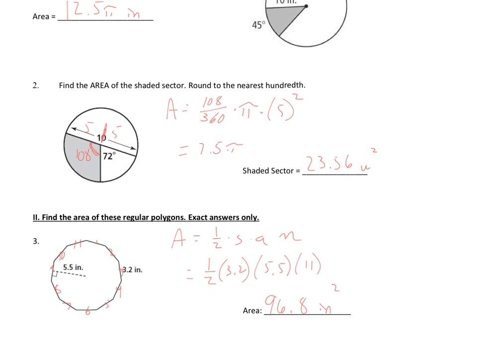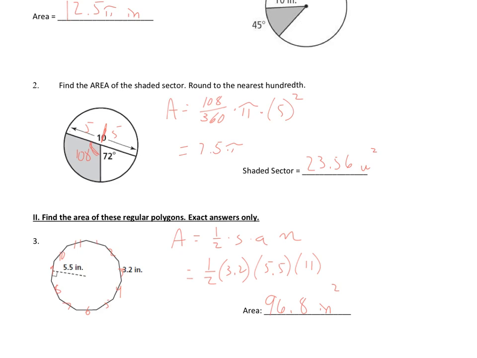This one's slightly different. We got to round to the nearest hundredth. Also, they don't give us the radius. They give us a diameter, and they don't give us directly the arc measure either. So to get the arc measure, I have to do 180 minus 72. So the arc measure is 108. And because the diameter is 10, that means the radius will be 5.